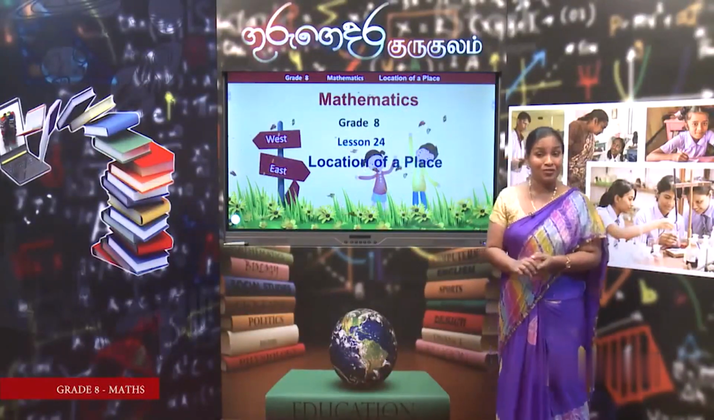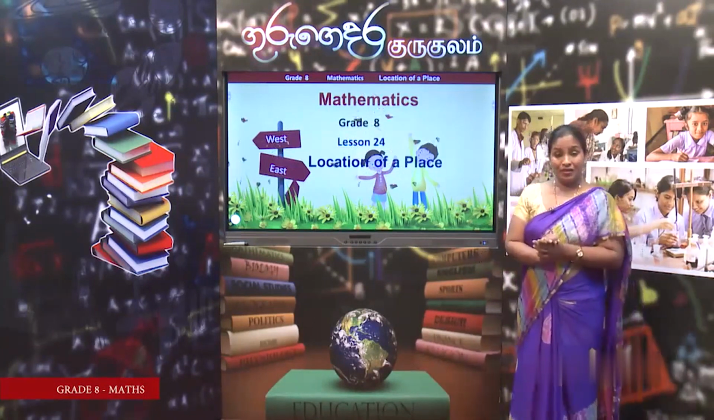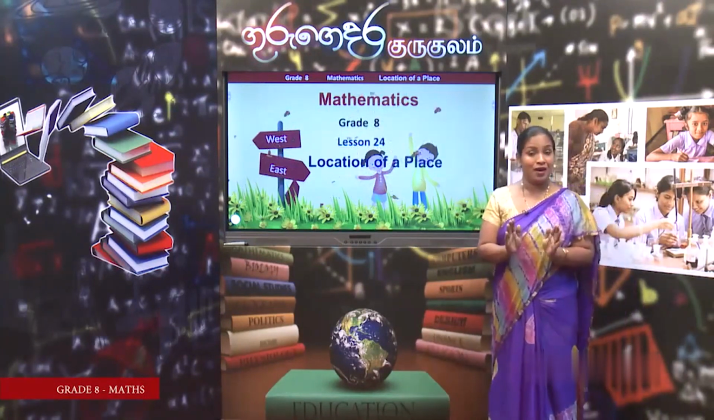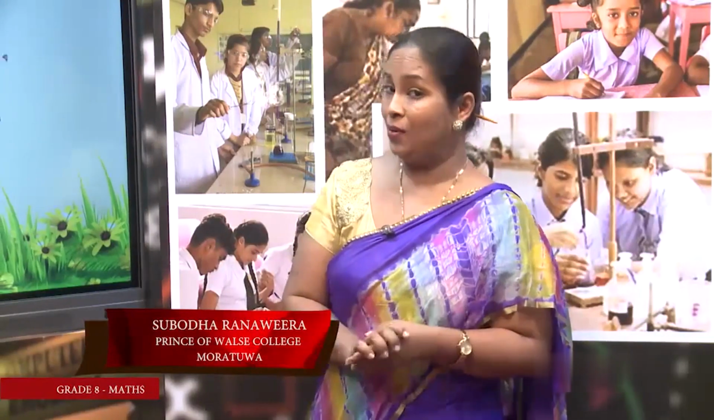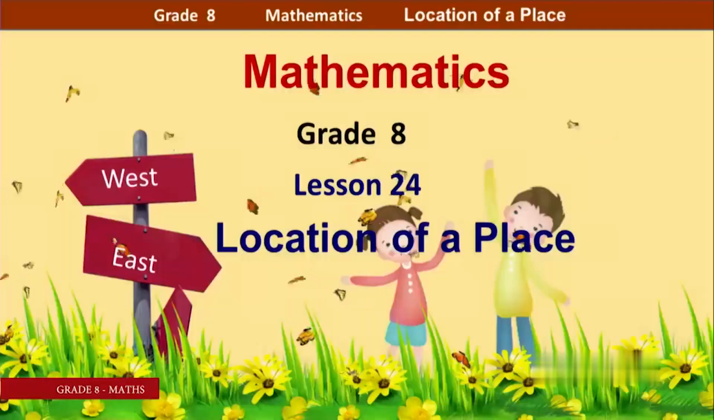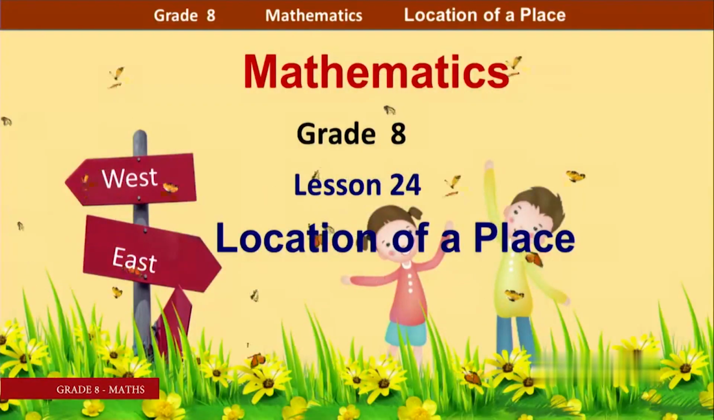So, are you ready for the lesson? I hope so. You have to be ready, especially with your pencil and ruler today, because we are going to do some drawings. What is our topic? You can see: the location of a place.